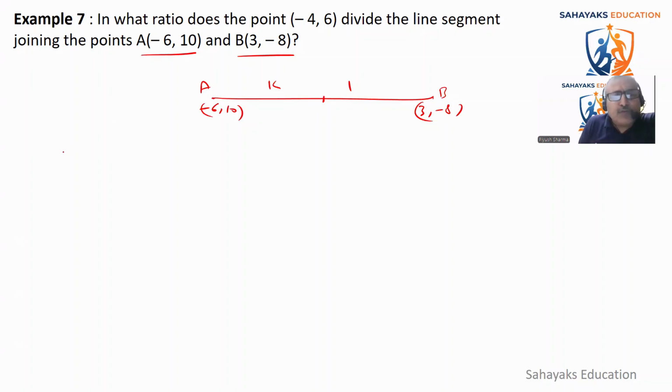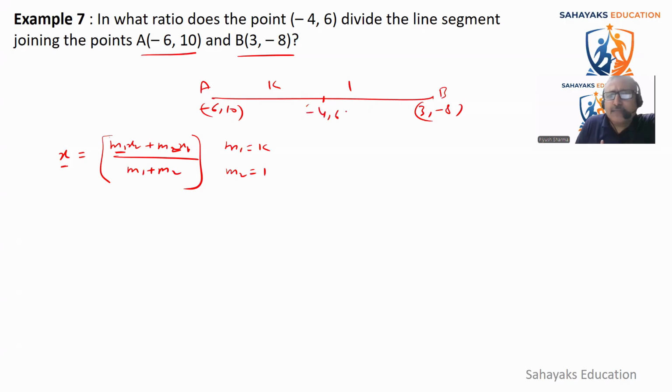In the same manner, what is the formula for finding x? x is equal to m1 x2 plus m2 x1 divided by m1 plus m2. So this is the formula for finding x, isn't it? So let's put the values here. Here m1 is equal to k and m2 is equal to 1. So let's put the points here. What's the value of x? It says minus 4, 6, so this is x, y. So x is minus 4.